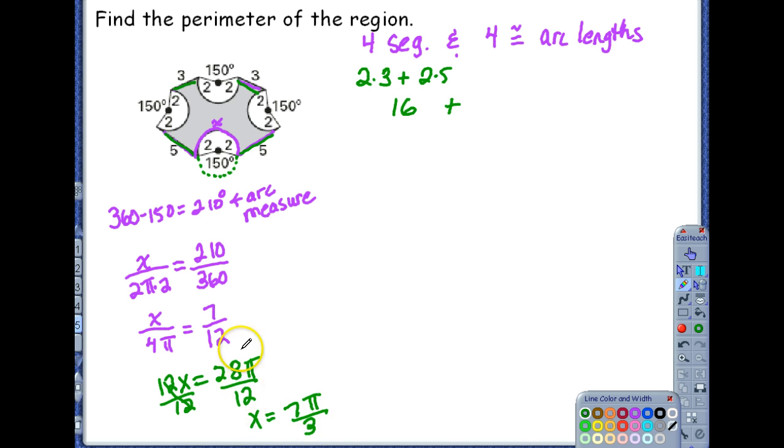Right. Okay, so that's just this one. We have how many of those? We have 4 of them. Okay, so what am I going to do with that? So I probably want to take my 7 pi over 3 times 4. And if we want to leave it in exact form, you're just going to do top times top. So it would be 28 pi over 3. And that doesn't simplify anymore. So we're just adding that to 16.